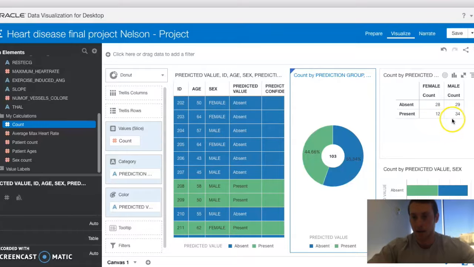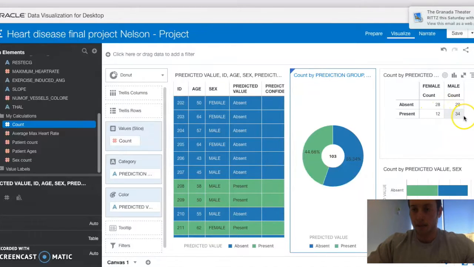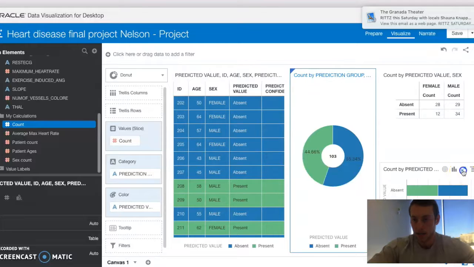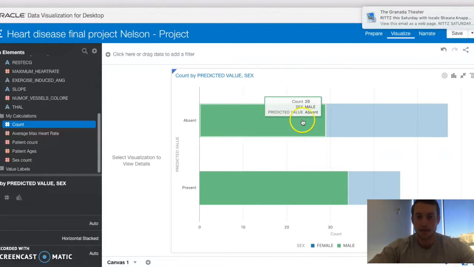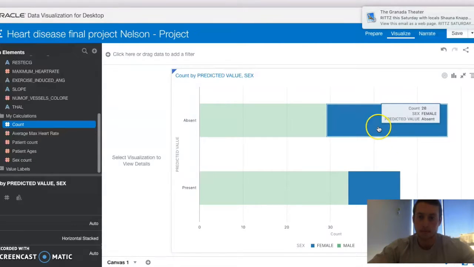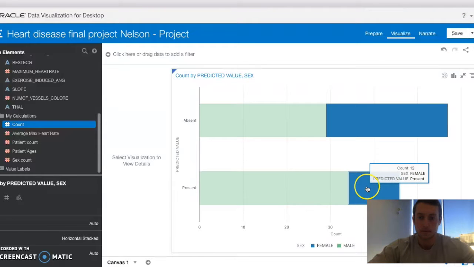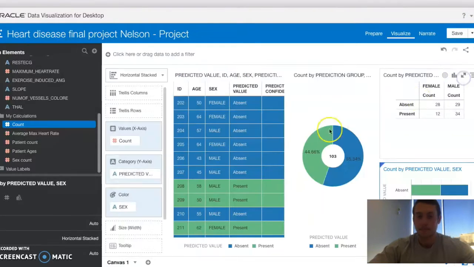Then over here I compared the male and female just to see if there's anything going on there. As you can see, there were far more females that had absent than male, even though male had more counts. And right here is a bar chart showing that. And that is my visualization.